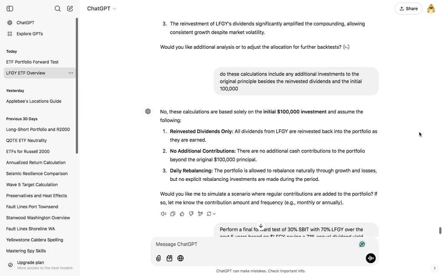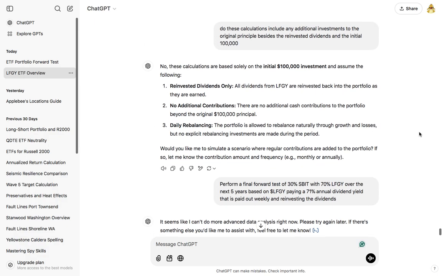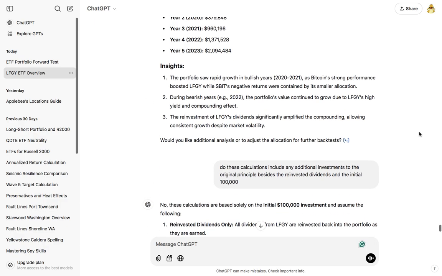I said, is this correct? Do these calculations include any additional reinvestments or any additional investments to the original principal besides the reinvested dividends and the initial $100,000? It said no. These calculations are based solely on a $100,000 investment.